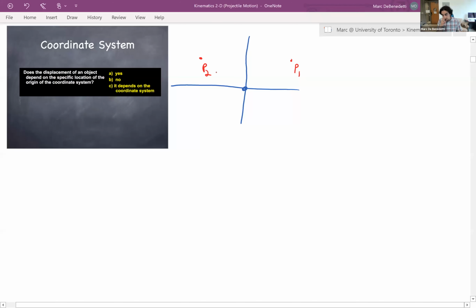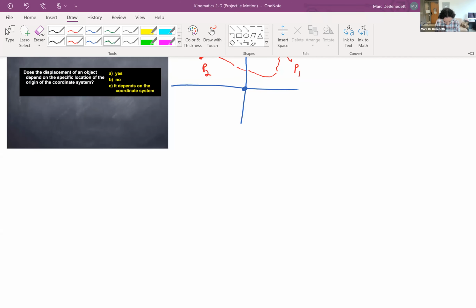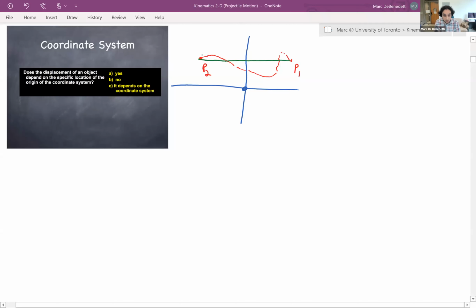Two different points. And I want to know the displacement of the object when it travels from point 1 to point 2. So let's say the object travels along that wavy path, okay? I'm not talking about distance. This is the distance traveled, not necessarily the displacement. I'm only talking about displacement. So the displacement would be the straight line distance between P1 and P2. So this would be the displacement, d vector.